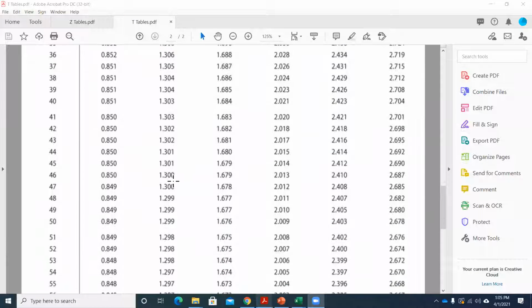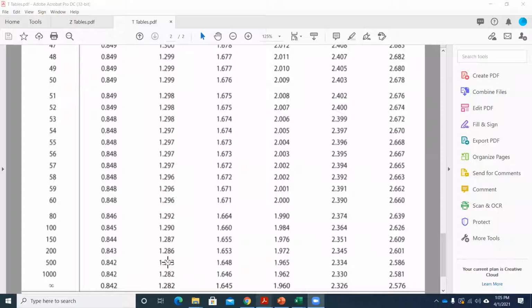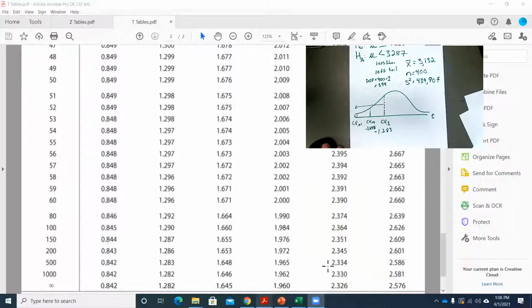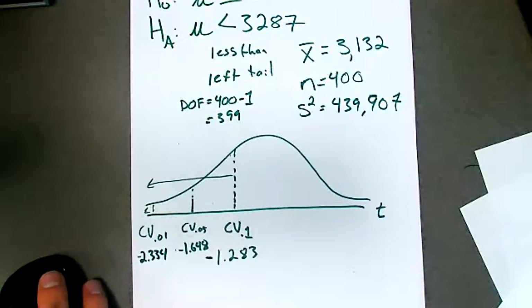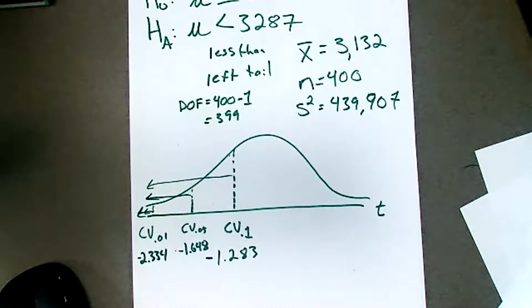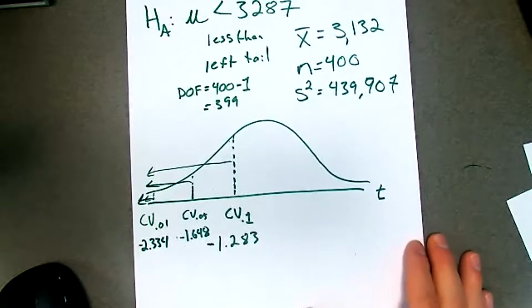So I go down here. It's going to be 1.283, 1.648. Remember, I have to make them negative because I'm looking at the other side of the distribution. And then 2.334, so negative 2.334. Okay. But now I've got all three of my critical values, and I can think about, there's my rejection regions. Does that raise any questions on that?